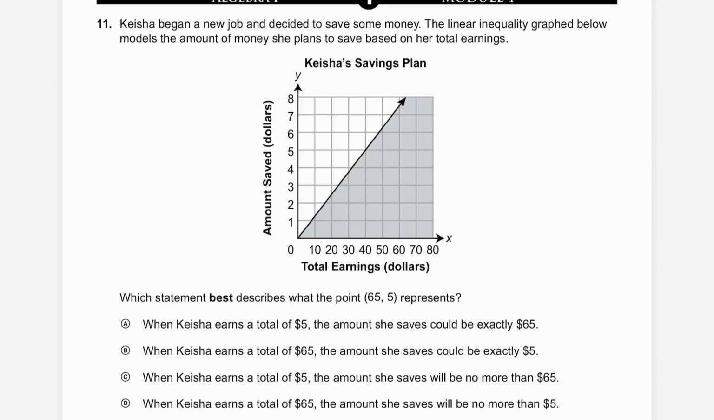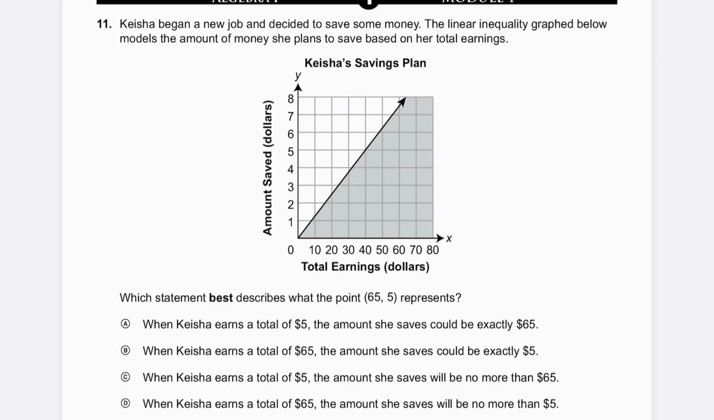Transitioning from solving inequalities to now going to linear inequalities, we're wrapping up our Module 1 released items from the 2024 Algebra I Keystone with 2 linear inequality multiple choice problems. This first one is us just interpreting the graph that we have, making sure we understand.